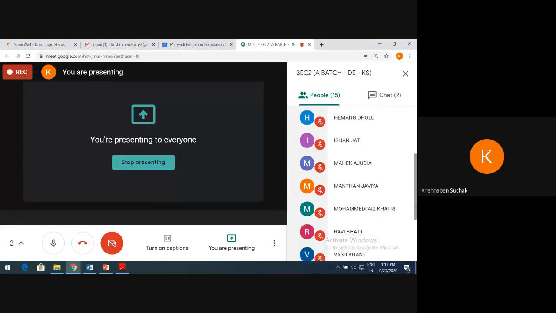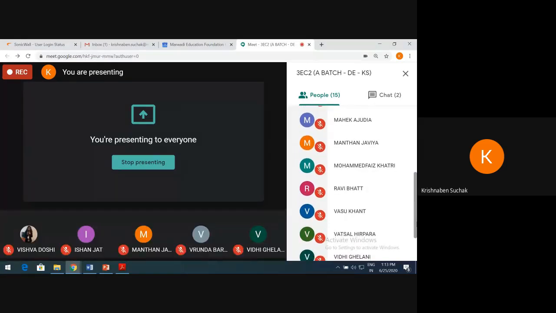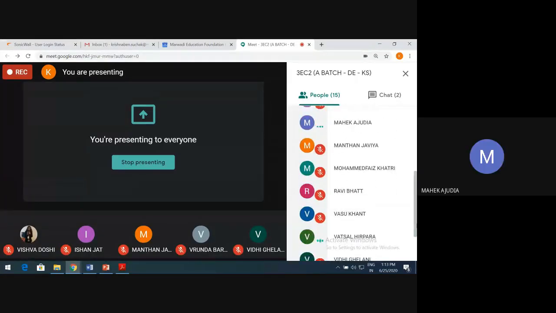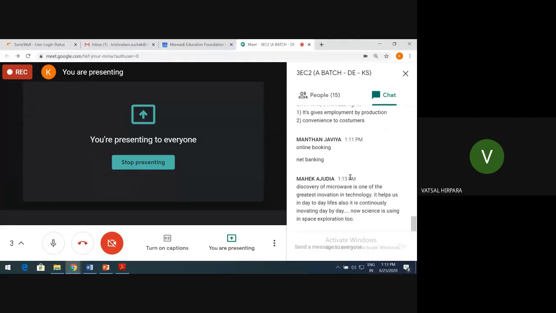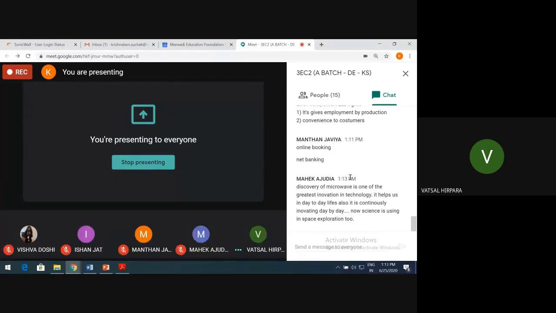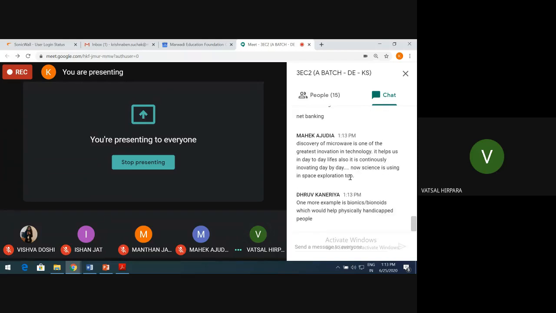So anyone else? Anyone else? Other than what I have written, something in the chat box. Yes, ma'am. Yeah, Vatsal. Smart robot. It helps people to make... Continue. Help, and it is applicable in restaurants and factories. Applicable in restaurants and factories. Okay, yeah, good. Smart robot system.